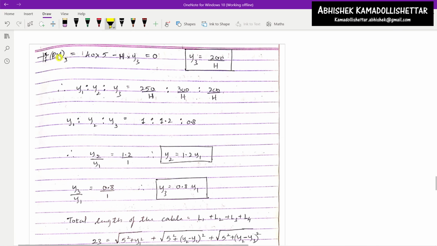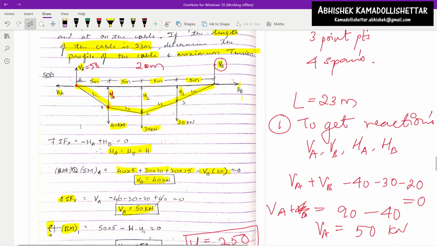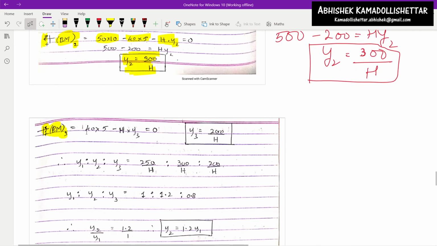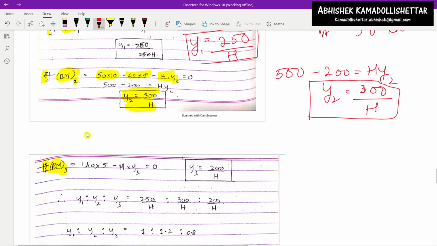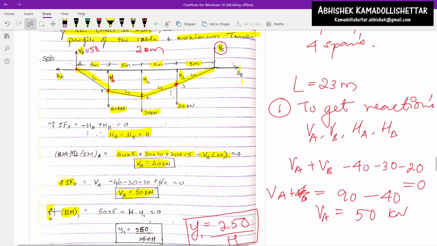Now we have to calculate the bending moment at location 3. At location 3, we are taking it from the right side. So the bending moment at location 3 is taken from the right side, anti-clockwise positive. So here 5 into Vb plus y into Hb.